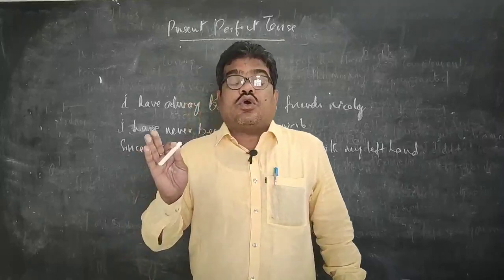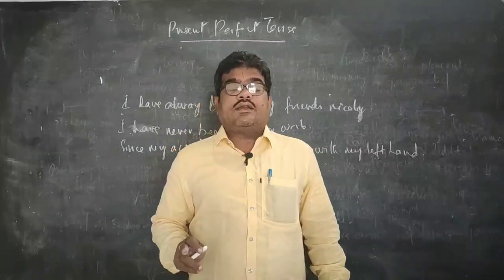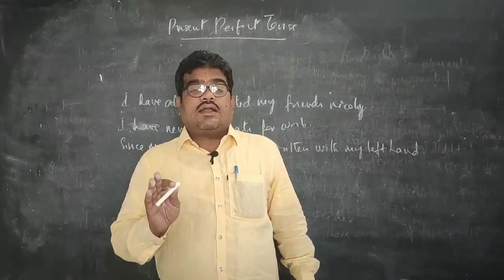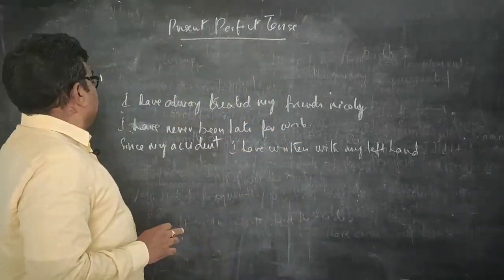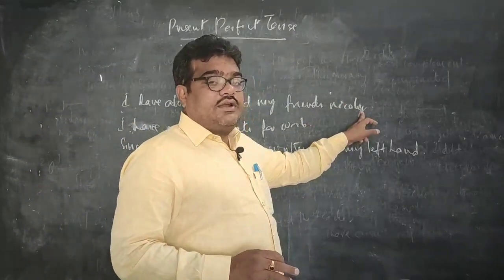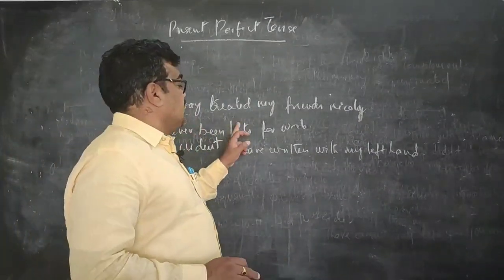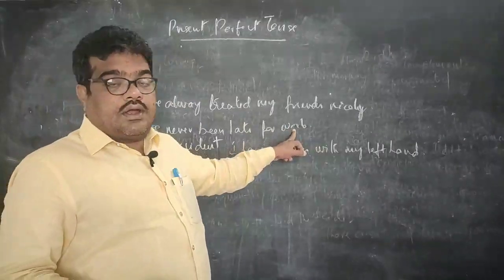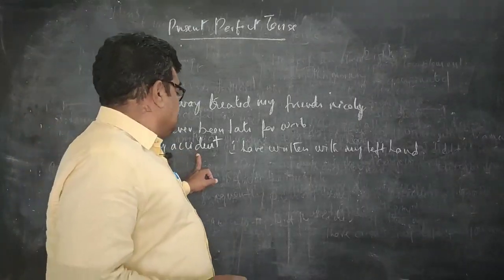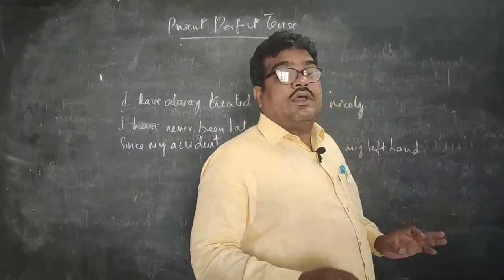Present perfect is also used for habitual and continual action. I repeat once again. Present perfect is also used for habitual action and continual action. Example, I have always treated my friends nicely. I have treated and still I am treating. Next, I have never been late for my work. I am always punctual and still I am punctual. Since my accident, I have written with my left hand.